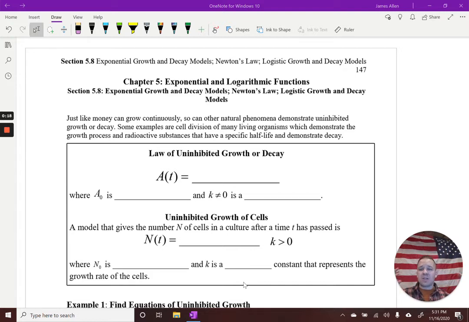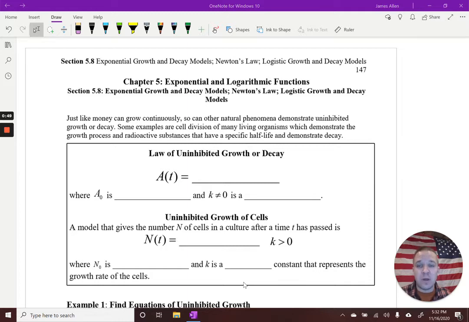So just like how money can grow continuously with our APERT formula, other natural phenomena can also have uninhibited growth or decay. Like bacteria with division of cells where they're multiplying, radioactive substances, because we all know that stuff quite well, and even population of rabbits, birds, whatever you name it. All these things can be modeled in different ways.